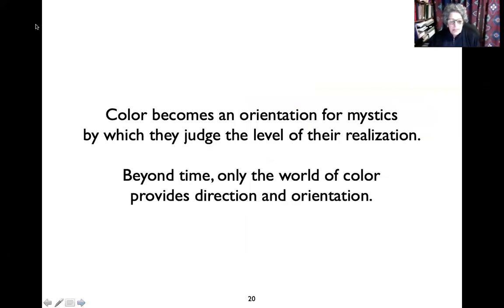So color becomes an orientation for the mystics, as I mentioned, by which they judge the level of their realization. The master judges the level of realization of their disciples. And beyond time, only the world of color provides direction and orientation. Even we see the way they understand the cosmos, and how the colors on the computer somehow are tinted blue, which indicates a different kind of atmosphere than a red does, and it's very interesting how they've used the colors in order to understand the universe.